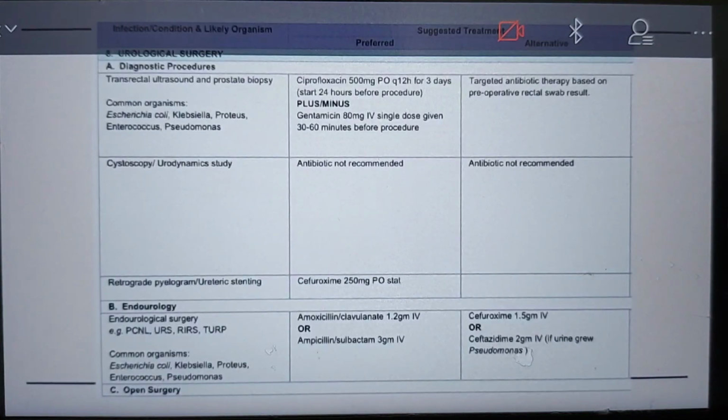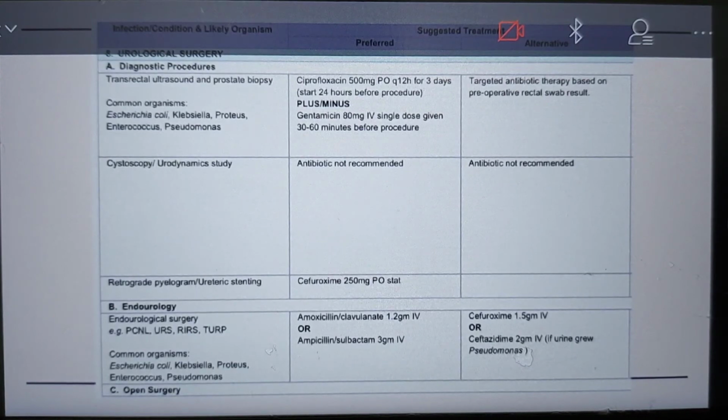So this is for breast surgery. Okay, the next one is uro. In uro, for example transrectal ultrasound and prostate biopsy, because this surgery involves common organisms like E. coli, Klebsiella, Proteus, Enterococcus, and Pseudomonas, the prophylactic antibiotic is oral ciprofloxacin plus or minus gentamicin. Then in cystoscopy or urodynamic study, antibiotic is not recommended.